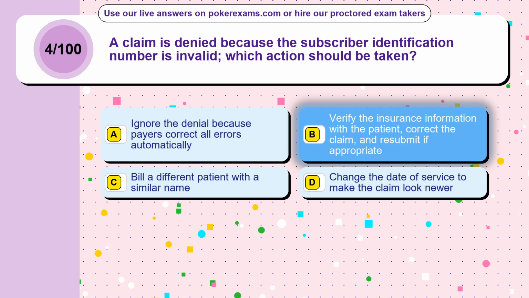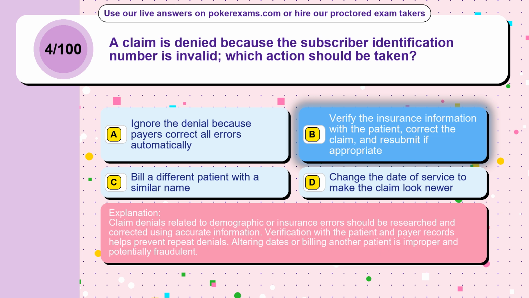The correct answer is option B, verify the insurance information with the patient, correct the claim, and resubmit if appropriate. Claim denials related to demographic or insurance errors should be researched and corrected using accurate information. Verification with the patient and payer records helps prevent repeat denials. Altering dates or billing another patient is improper and potentially fraudulent.